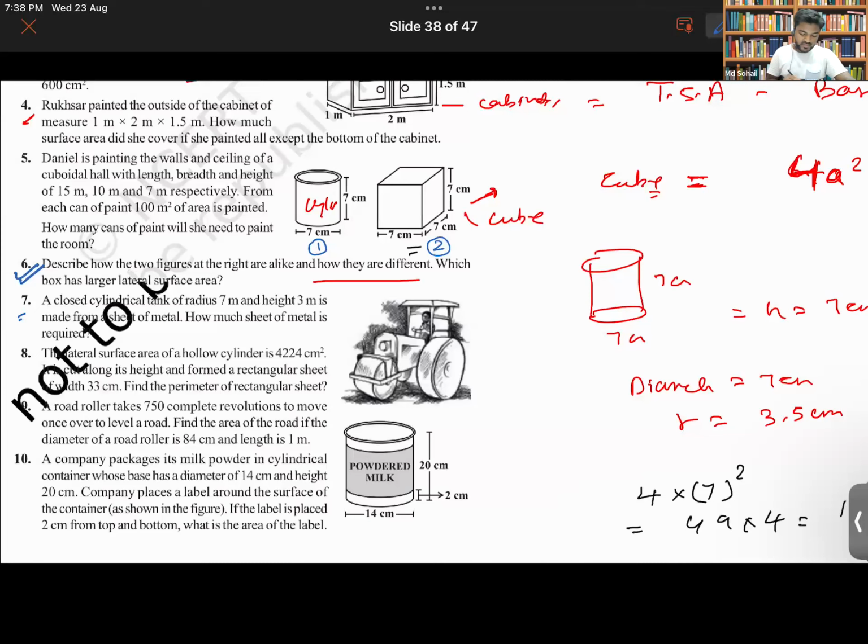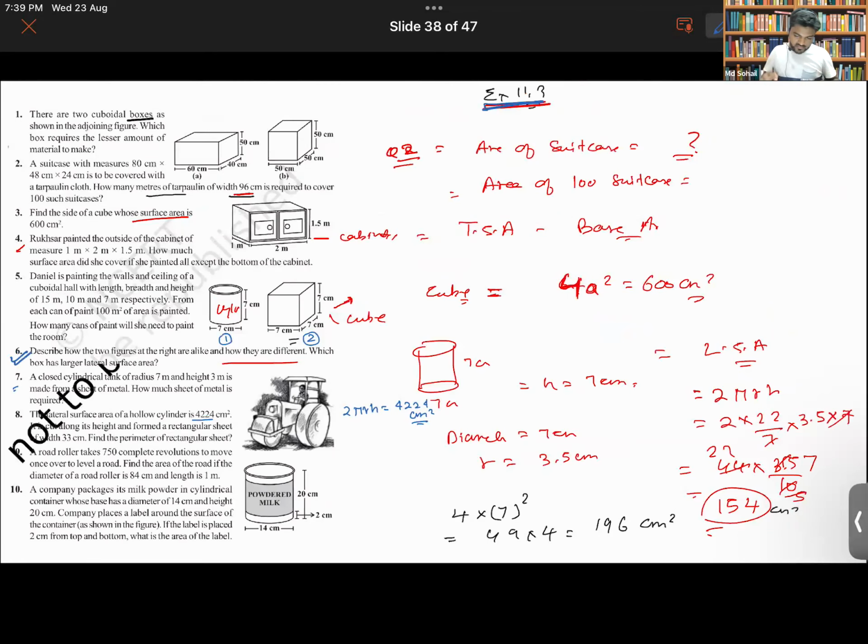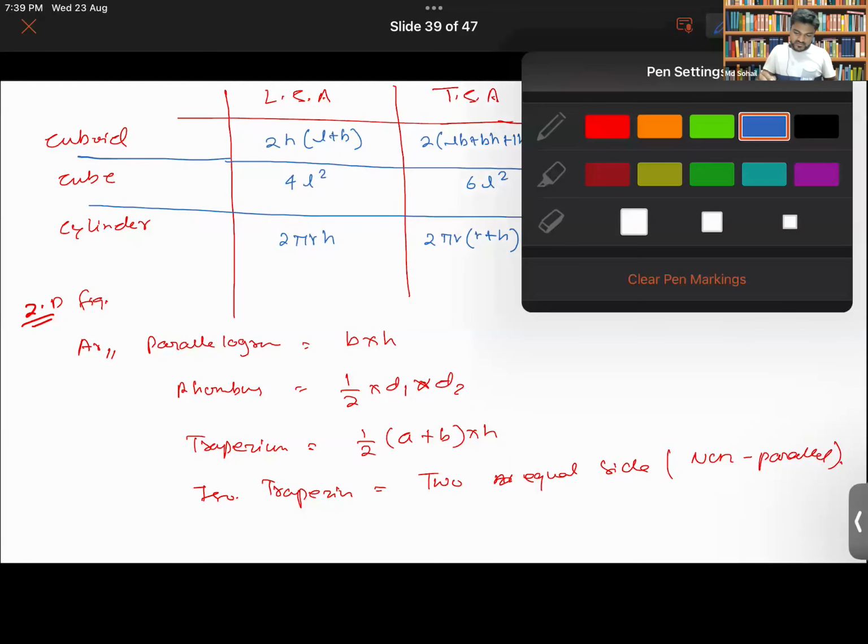Question number 8. The lateral surface area is given here, and we know lateral surface area is 2 pi RH. It is 4224 square centimeter. Now it is cut along its height and formed into a rectangular sheet of width 33 centimeter. So let me see if there's enough space here. I'm erasing this one.